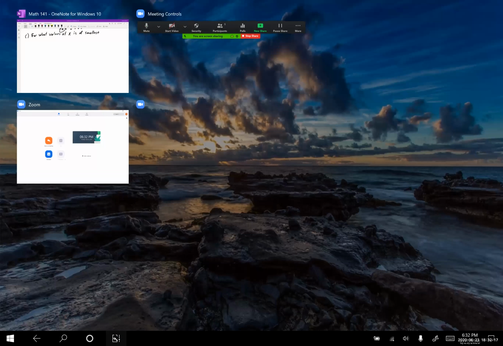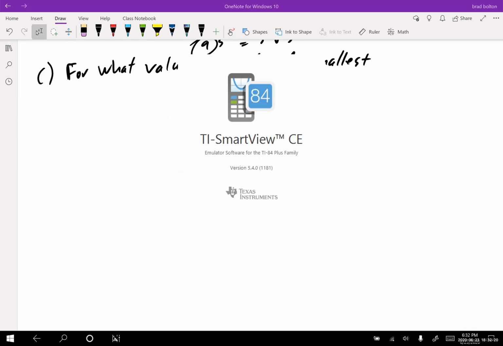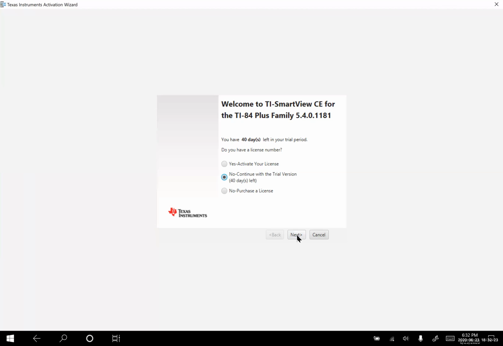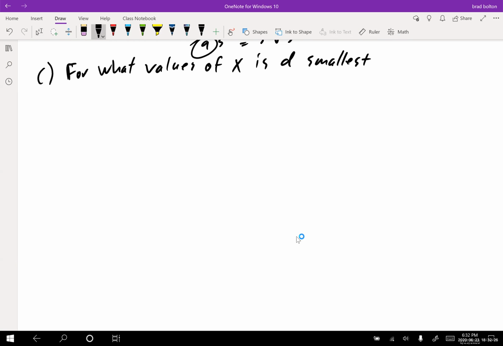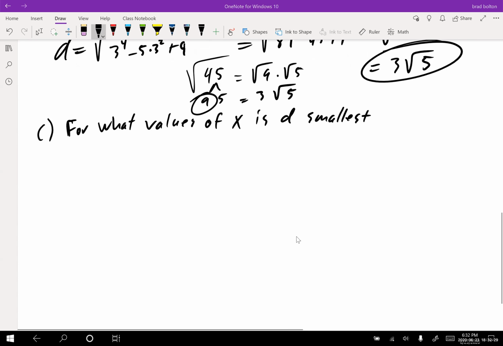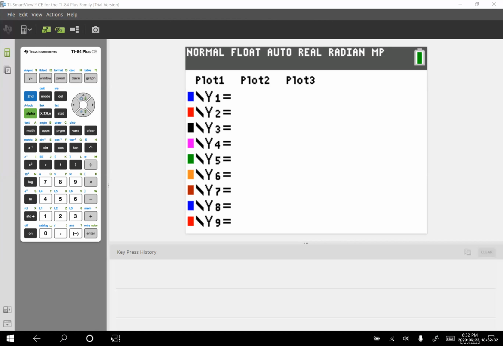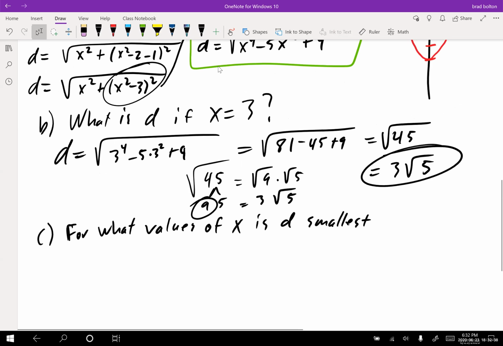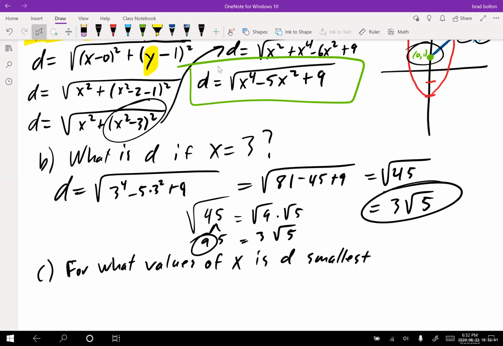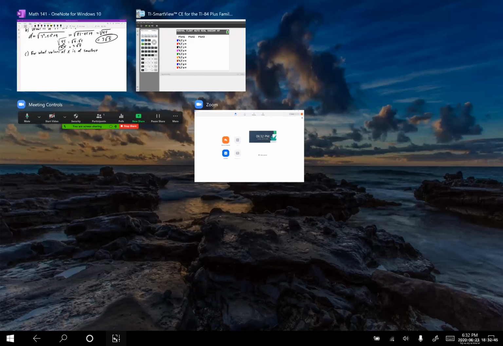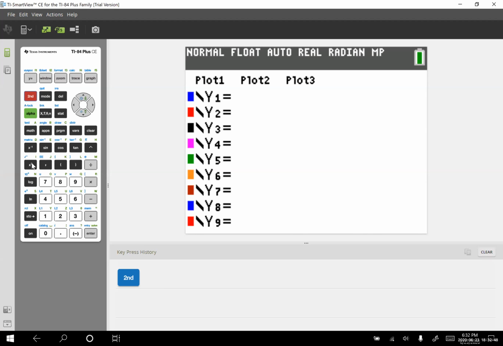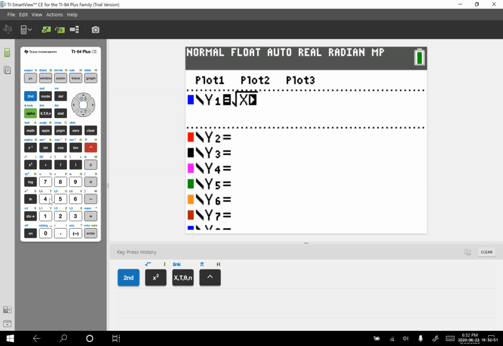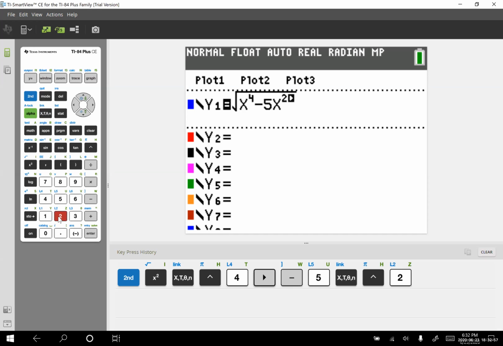Takes a minute. Okay. So we have, let me make sure we have the right function. The function should be, let's see here, x to the 4th minus 5x squared plus 9. So we're going to do the square root, so second function square root, x to the 4th minus 5x squared plus 9, I hope.